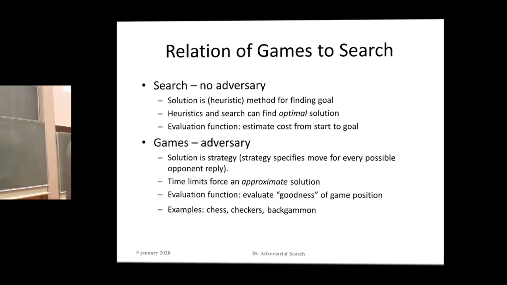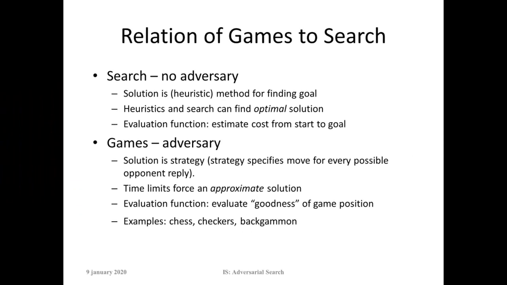So in Search, in the first 3 lectures, we didn't have the adversary, and now we have an opponent. What we had in the Search was a solution. We really had tried to find one path from the initial state to one of the goal states, and the heuristics helped us to find the optimal solution. That's what we saw yesterday. And what you need is some kind of evaluation function that estimates the costs from the state you're in, the board state, for example, to the goal, for example, a board where you win or lose.